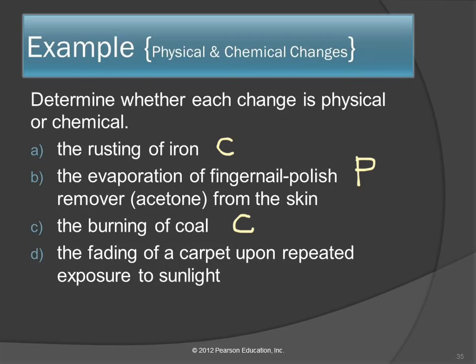The fading of a carpet upon repeated exposure to sunlight. That's a chemical change. That's not obvious, is it? The sunlight causes a change in the pigments of the carpet and causes it to change color. And that's a chemical change.